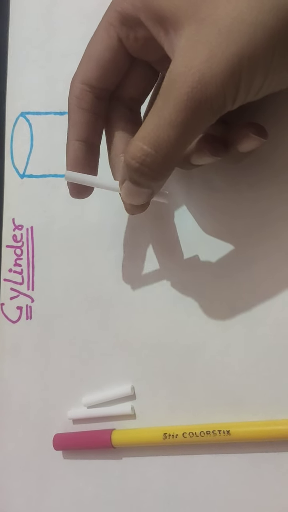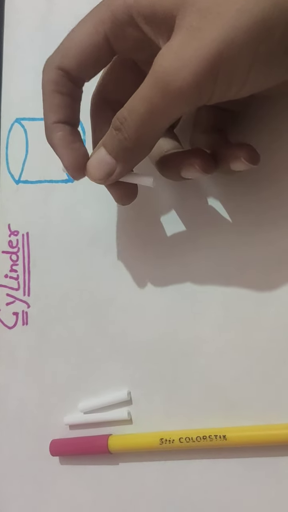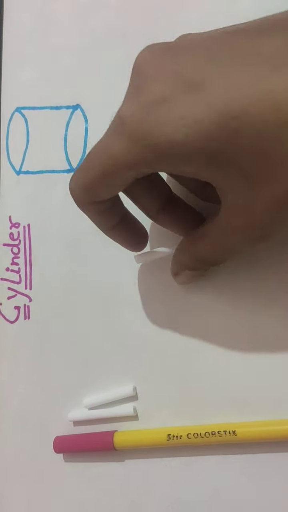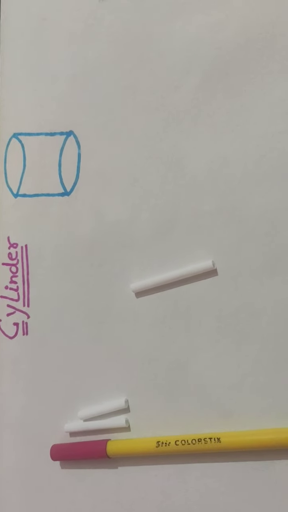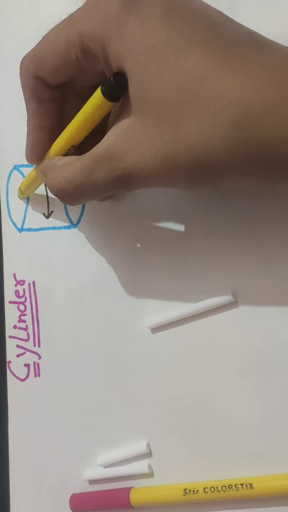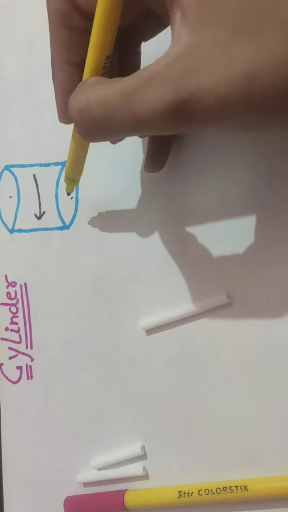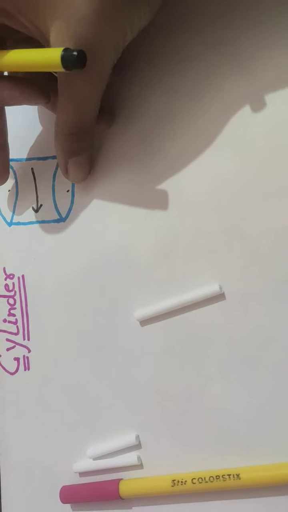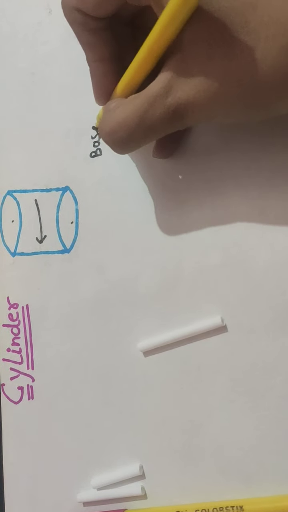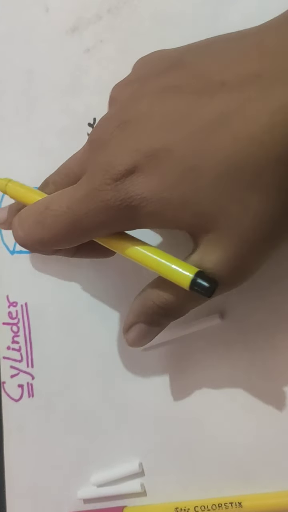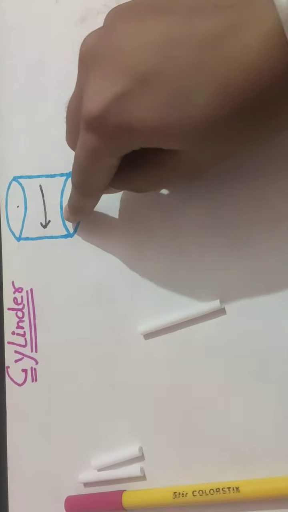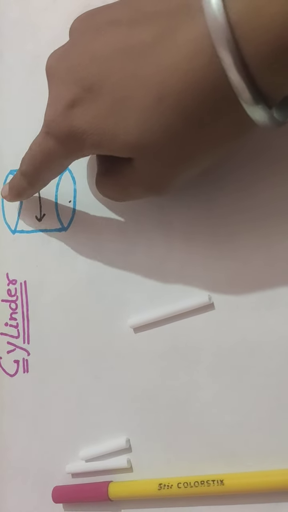You can see the gas cylinder in your house, the base of the candle, the tube, all are in the cylindrical shape. See here carefully, this cylindrical shape has one curved surface and two plane surfaces which are circular in shape, and these two plane surfaces are the bases of this cylinder. This is top and this is bottom.